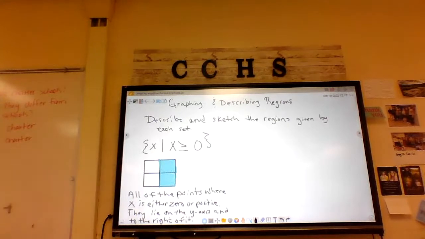All right. So that's how you would describe it with words, right? It's all the points where x is either 0 or positive and they lie on the y-axis or to the right of it. Or you could have said, like Tyler said, in quadrant 1 and 4. Every point is in quadrant 1 and 4.